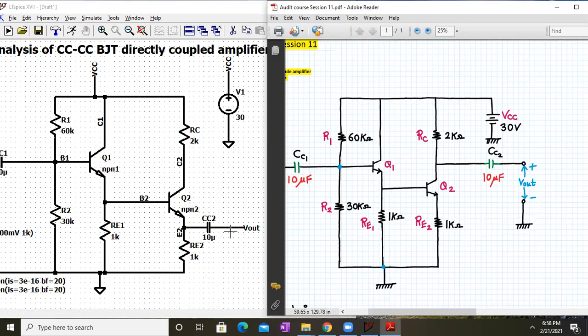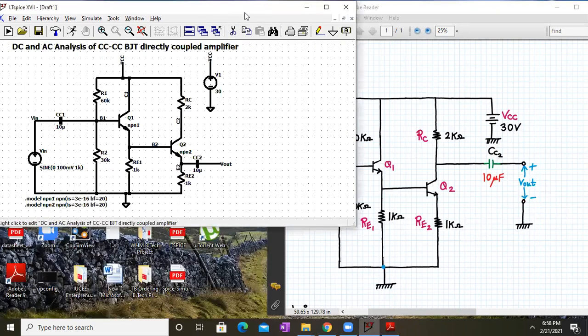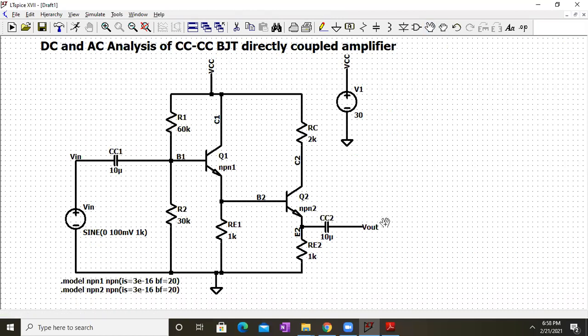Here there is some slight mistake. This should be above. The output is taken across the collector, not the emitter, so CC2 should be above. Let me correct that. Let me take this entire wire, so the output has to be connected across the collector terminal like this. Let me delete this and place the wire. Now the circuit is complete, and we are more interested in finding the DC parameters first.